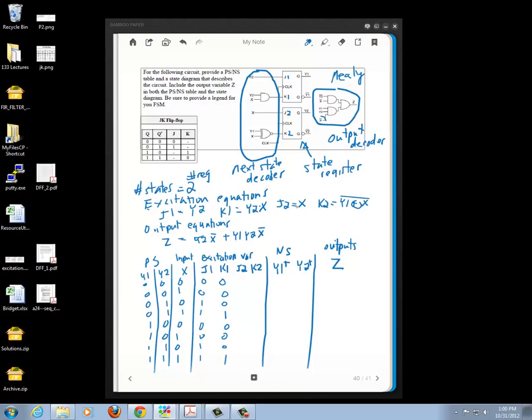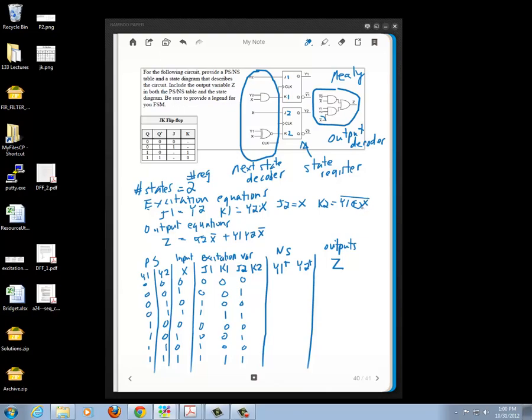Alright, J2. J2 is equal to X. So now we list J2 as whatever X is. So it's 0, 1, 0, 1, 0, 1, 0, 1. And K2 is going to be Y1 exclusive NOR X.